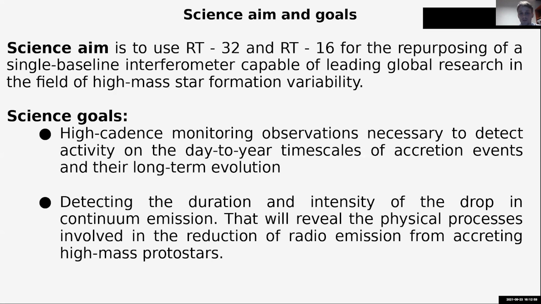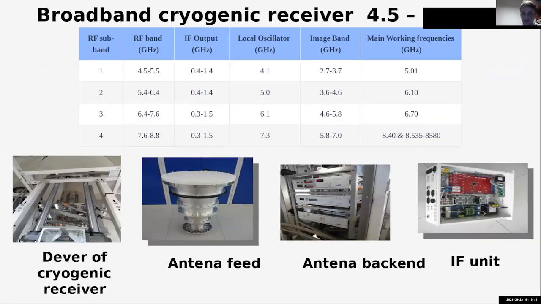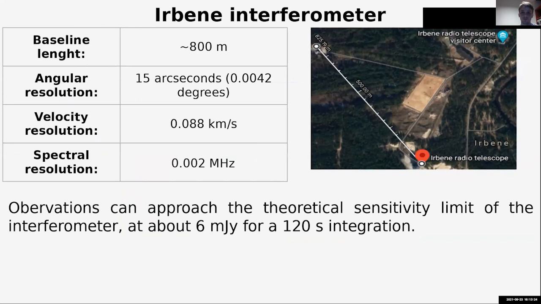So how do we want to achieve these goals? What kind of instruments? We use 2 radio telescopes. This is already covered by Vladislav, so I am not going to show this again. In our observations, we use C-band receivers, and this is where you can see images of our C-band receivers. Also already covered by Vladislav, so I will move to the next slide.